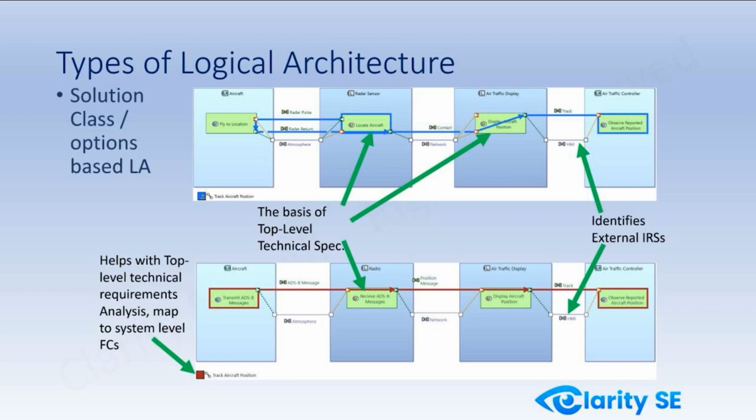So on the one hand, it's raw radar bouncing off the aircraft, and in the other case, you're sending a message, perhaps a GPS message, detailing where you are. So two totally different technical solutions that we've modeled to compare which one might work best for us. And in this case, the functions represent the basis of a top-level technical spec.